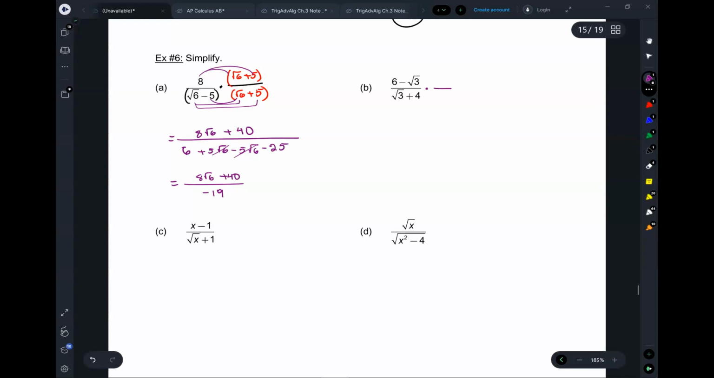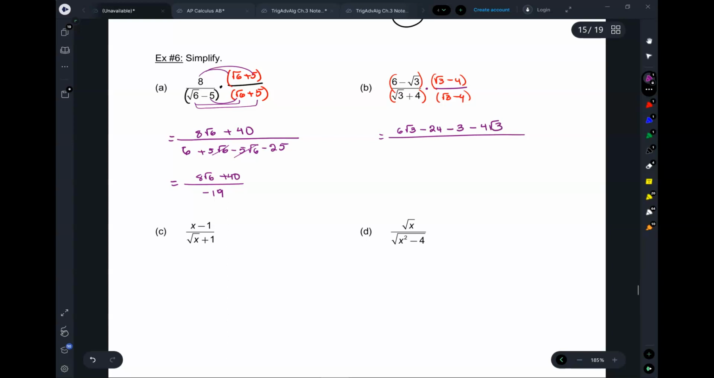So the next one, we're going to multiply by the conjugate of the denominator, right? Because it's the denominator's root that we need to get rid of. So what are we going to multiply by? Root 3 minus 4. Okay, so let's do the numerator. We got a FOIL. 6 root 3. So the outer one is minus 24. The inner one's negative 3. And then minus 4 root 3.